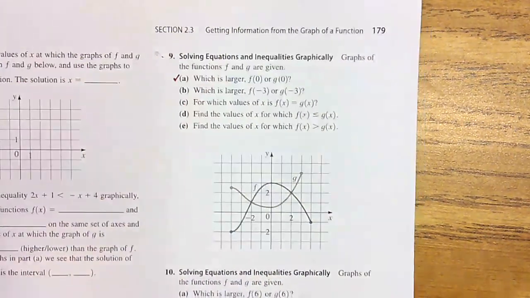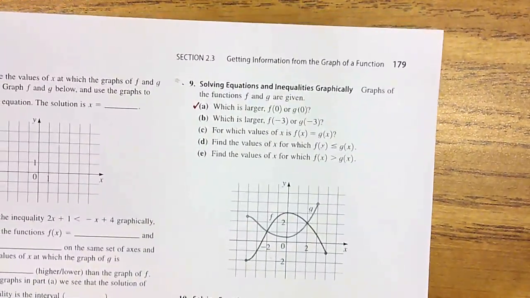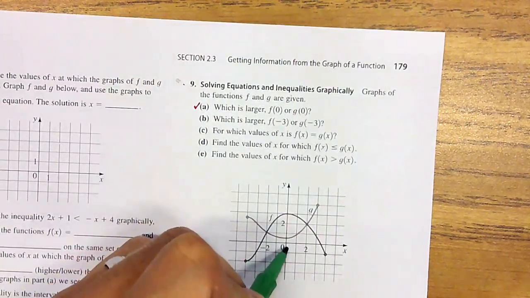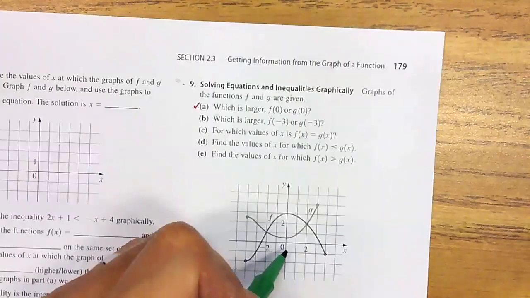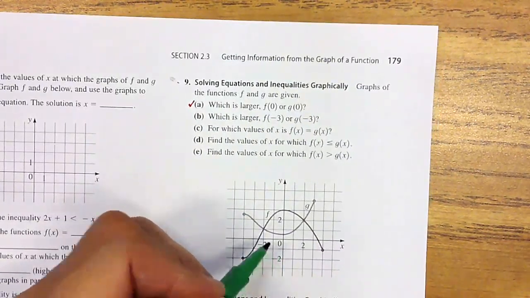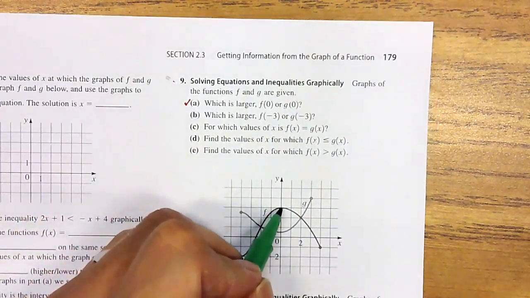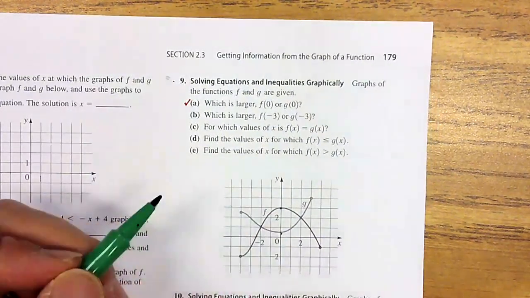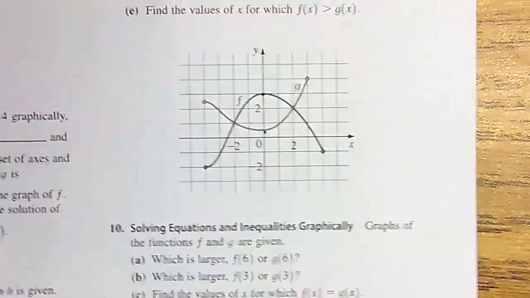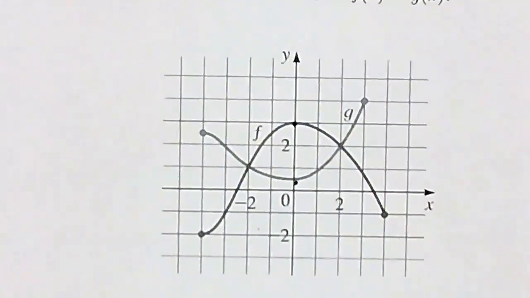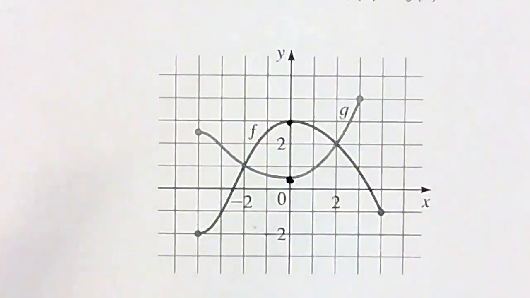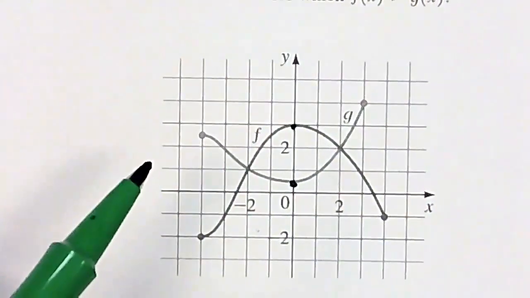So for part A, it says which one is larger, F of 0 or G of 0? Well, if you look at 0, which one's larger? What Y value is larger? F or G? F. Because F of 0 is 3, G of 0 is like 1/2. You guys look at the graph? Okay. F of 0 is here at 3, G of 0 is here at 1/2. So obviously F of 0 is larger.